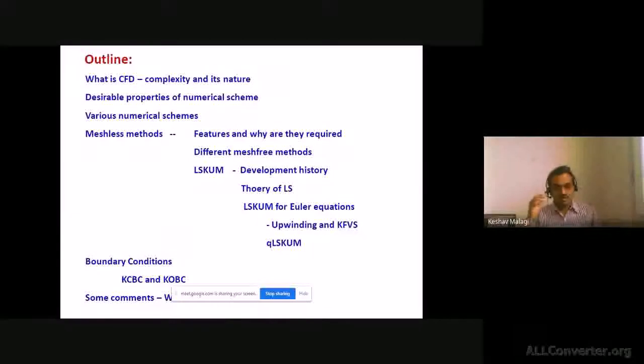So this is the outline. Even though a 1 week course has been going on about CFD, I presume that a lot has been talked about CFD. So I will not spend much time, but I will highlight why CFD is so complex. What is its nature? What makes it so complex? So just a couple of slides on that.